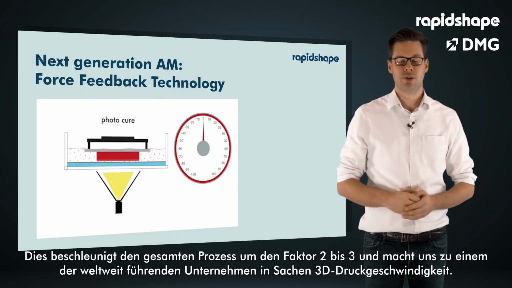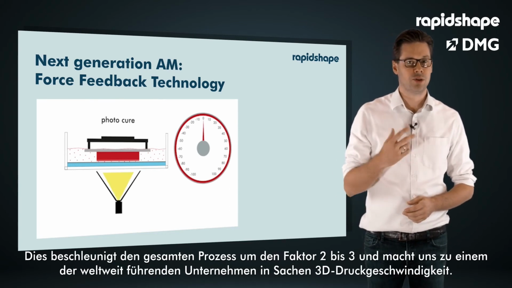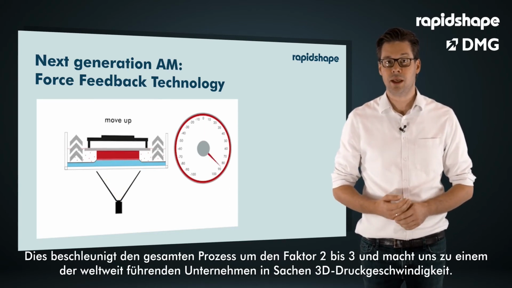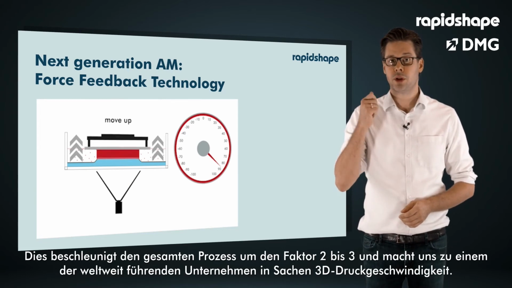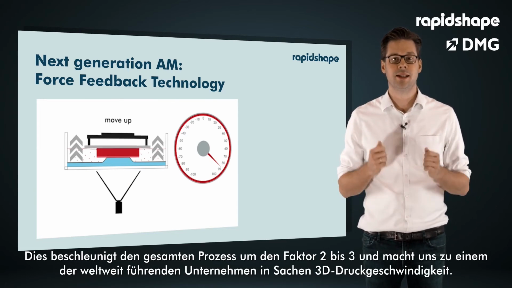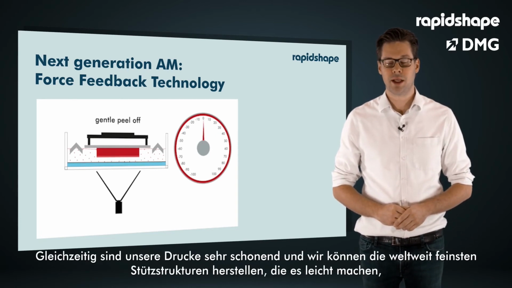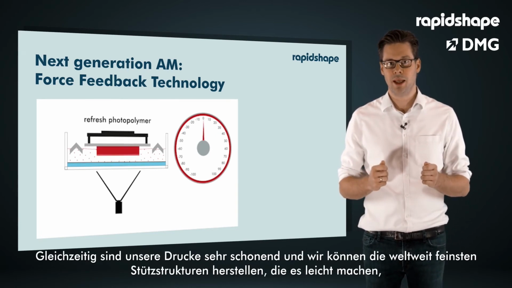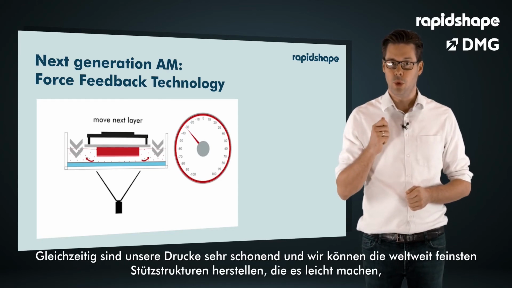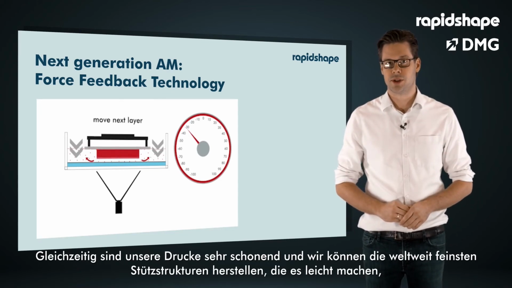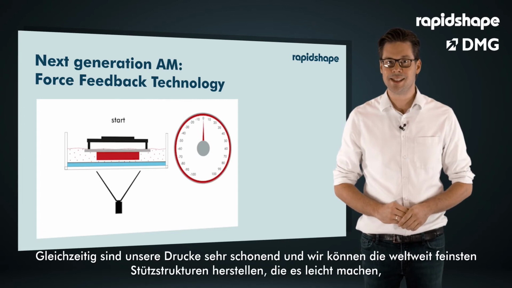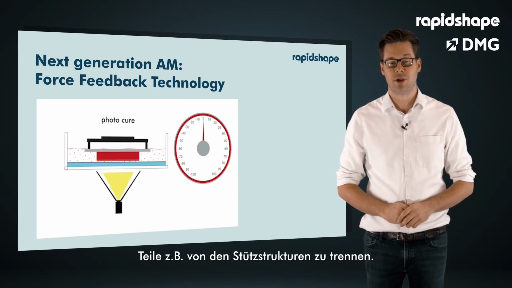This speeds up the complete process by factor 2 to factor 3, making us one of the world leading companies in speed of 3D printing. At the same time, our prints are very gentle made and we can make the world's thinnest support structures possible, making it easy to separate parts, for example, from the support structures.